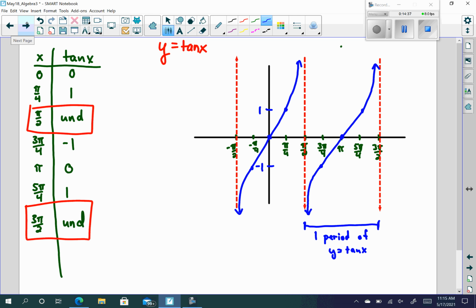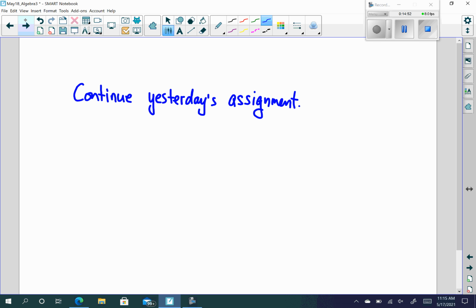All right, so now you guys have seen and generated the graphs of y equals sine x, cosine x, and tangent x. Now, if you wanted to just explore, you could type in on Desmos y equals cosecant x, y equals secant x, and y equals cotangent x, just to get an idea of what those look like.